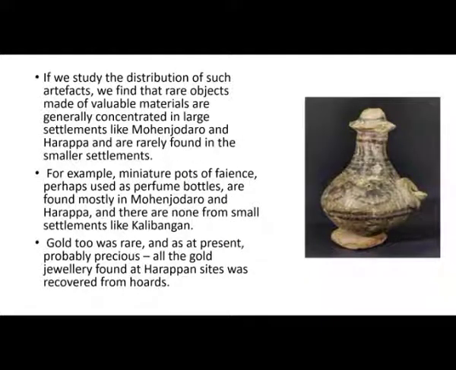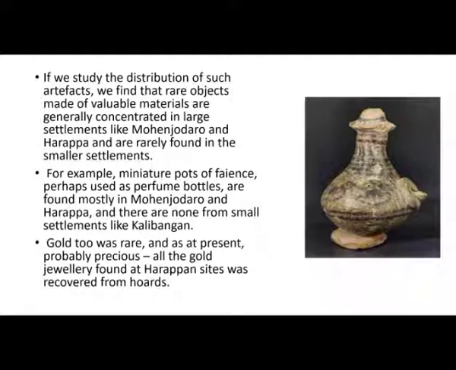If we study the distribution of artifacts, we find that rare objects made of valuable material are generally concentrated in large settlements like Mohenjo-daro and Harappa, and are rarely found in small settlements. For example, miniature pots of faience, perhaps used as perfume bottles, are found mostly in Mohenjo-daro and Harappa, and there are none in small settlements like Kalibangan.